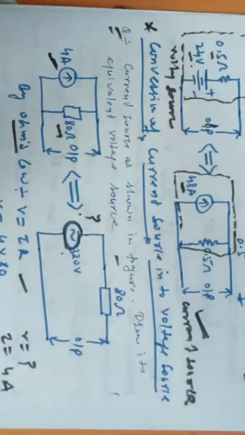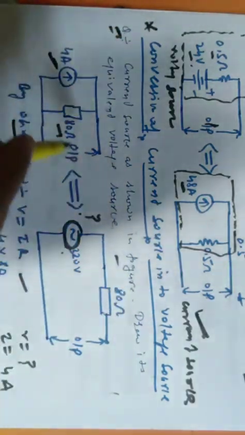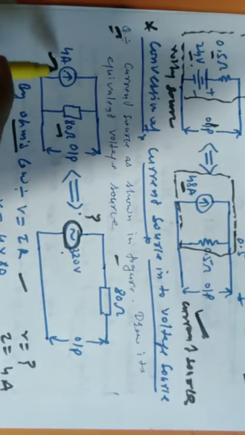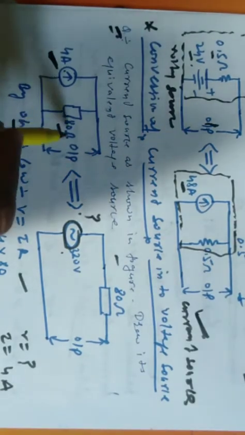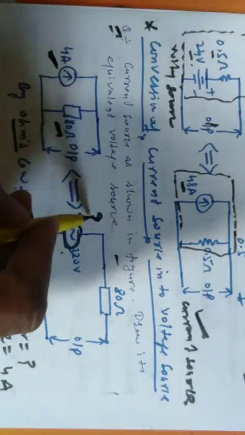Next, how we convert the current source into the voltage source. There is a figure in which we can see the current source is given as 4 ampere, then there is an impedance of 80 ohm. Now it has to be converted into the voltage source.